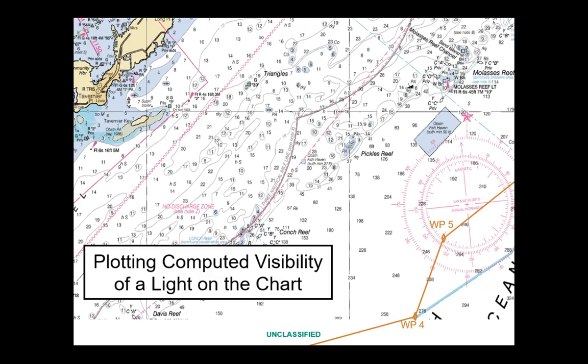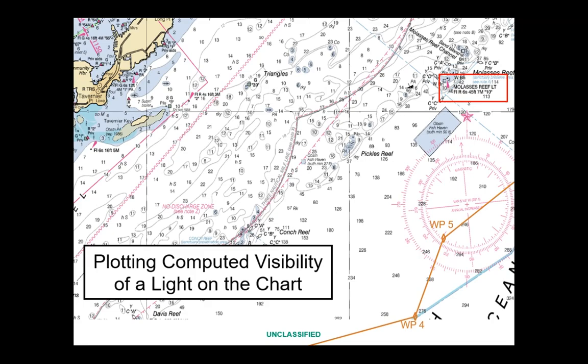So as you're building your track, you need to determine which nav aids will be in close proximity that you can potentially see and therefore use to confirm your position. Once you find specific nav aids, gather the 4 bits of data that we talked about to determine your computed visibility. Remember, those are height of the light, height of the eye observer, both of those in units of feet, nominal range in nautical miles, and meteorological visibility. In this example, we're going to be using Molasses Reef Light.